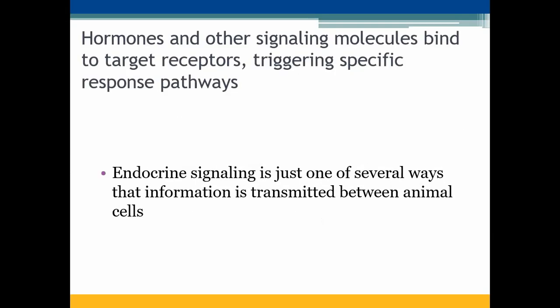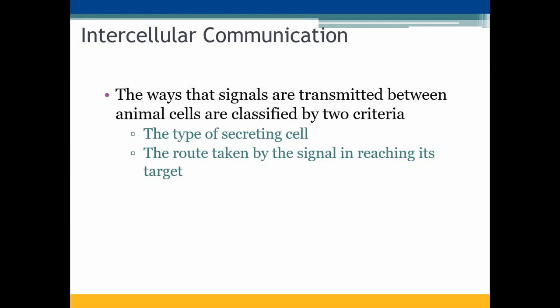Endocrine signaling is just one of the several ways that information is transmitted between the cells. First of all we have intercellular communication, that is communication between the cells. The ways that signals are transmitted between cells are classified by two criteria: the type of the secreting cell and the route taken by the signals in reaching their target cells. Means which type of cell is secreting and where it is going and how.